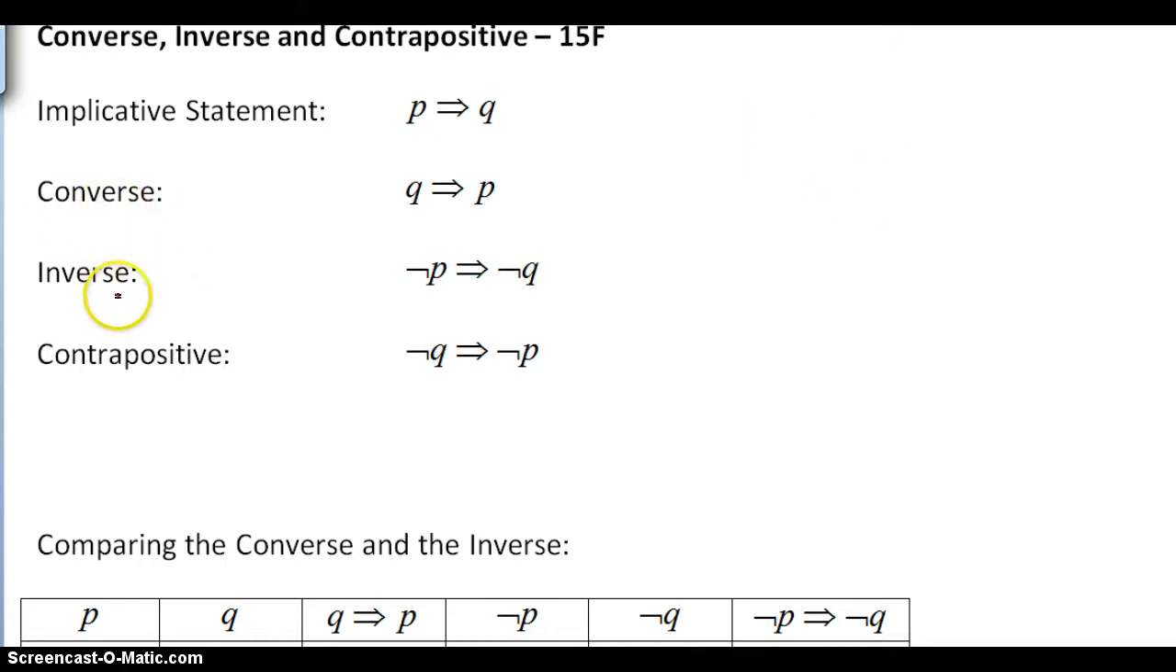We're going to start with converse and inverse. Okay, and we'll get to contrapositive in a minute. Converse and inverse, we switch it up a little bit. With converse, Q leads to P.